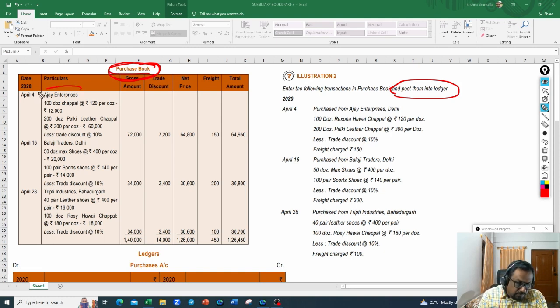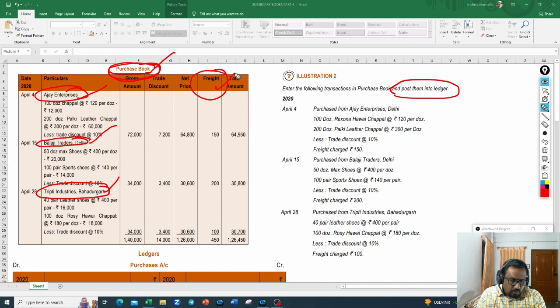You purchased goods from Ajay Enterprises. So you need to maintain Ajay Enterprises account. Clear? You also purchased goods from Balaji Traders. So you need to maintain Balaji Traders account. Clear? And you also purchased goods from Tripti Industries. So you need to maintain Tripti Industries account as well. Then you also need to maintain freight account. So purchase account, Ajay Enterprises account, Balaji Traders account, Tripti Industries account, and freight account.